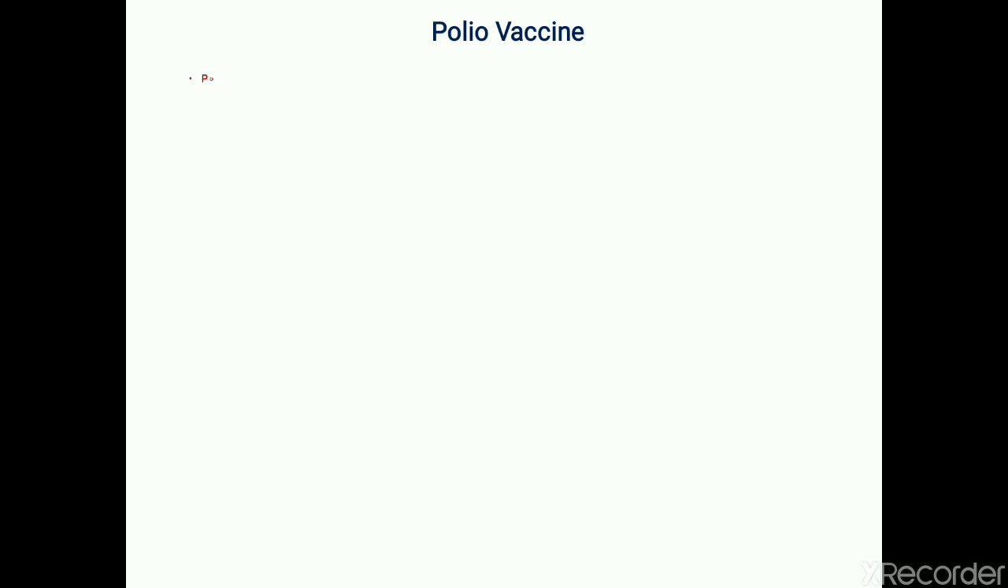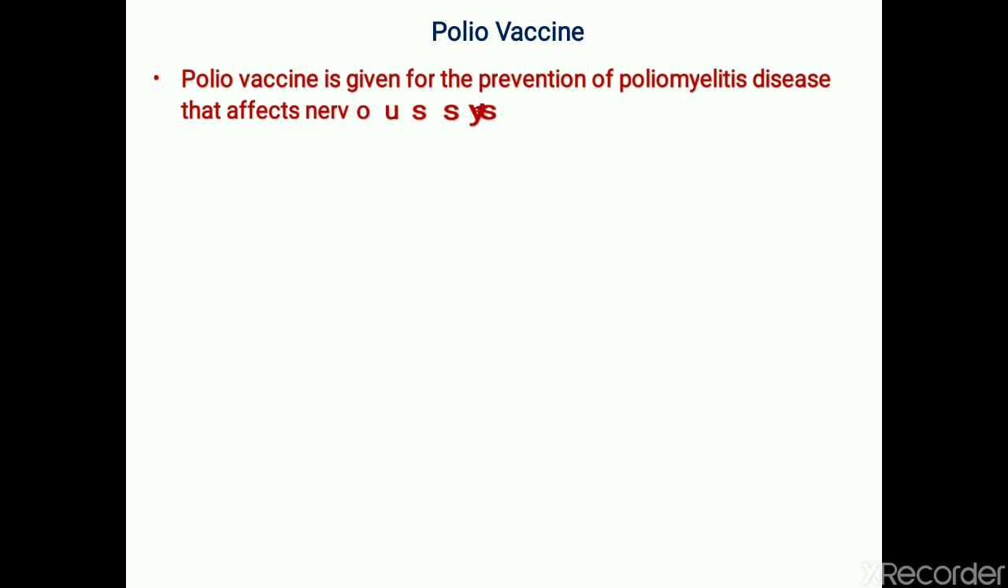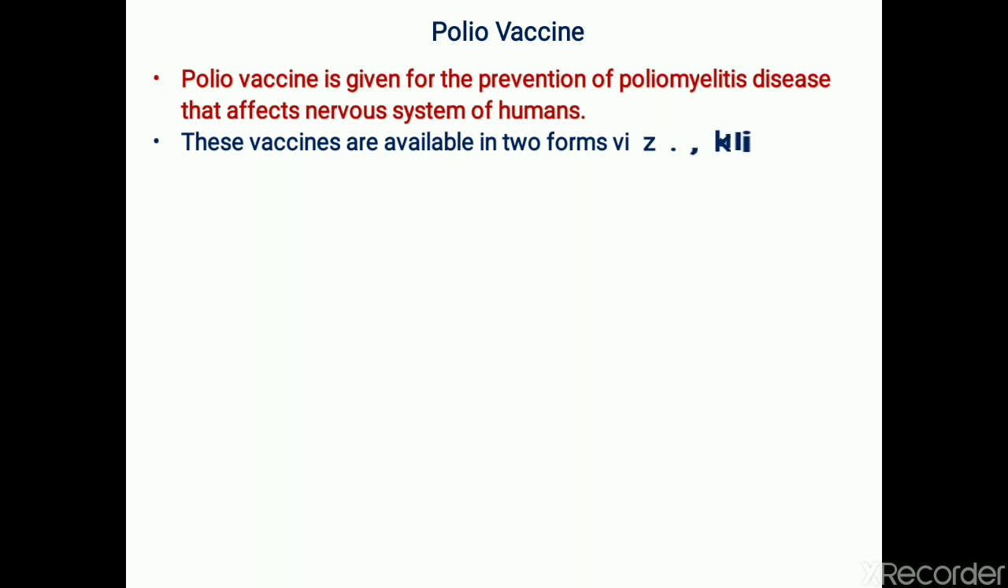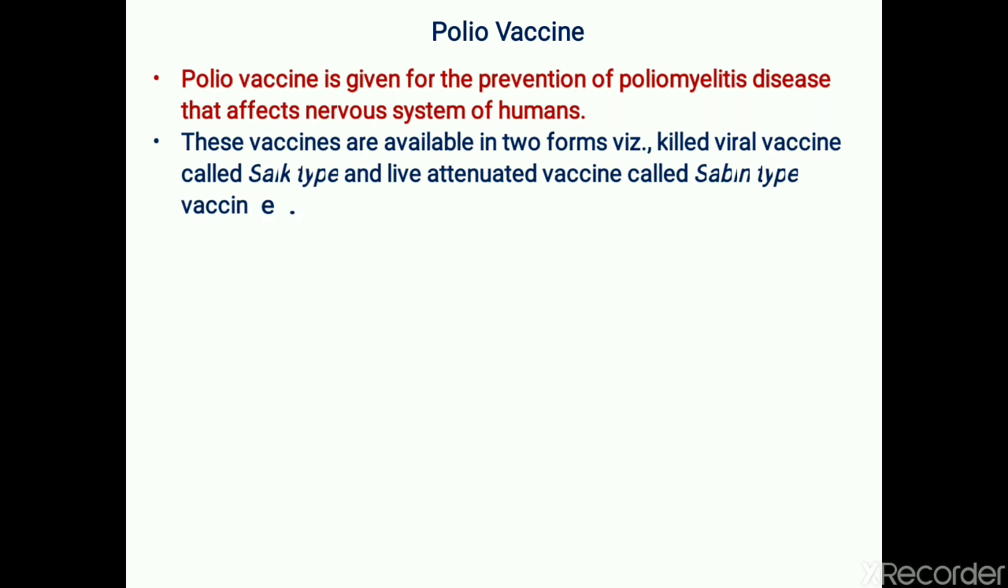Production of polio vaccine. Polio vaccine is given for the prevention of poliomyelitis, a disease that affects the central nervous system of humans. This vaccine is available in two forms: in killed form, called the Salk vaccine, whereas in live attenuated form, called the Sabin type of vaccine.